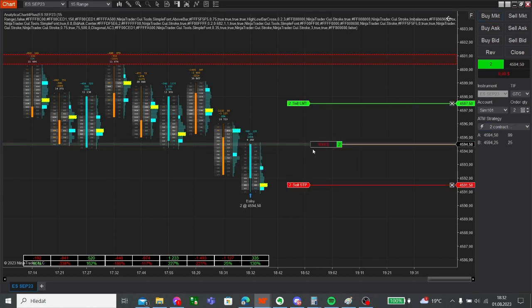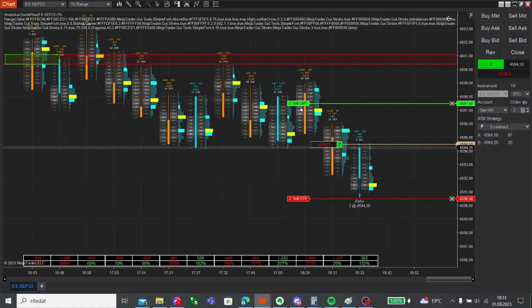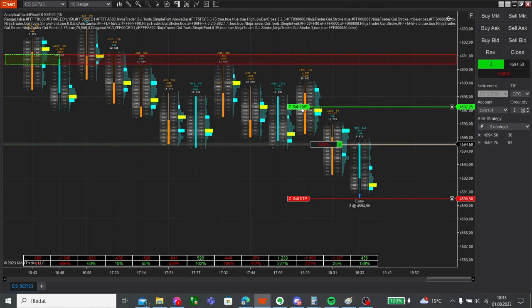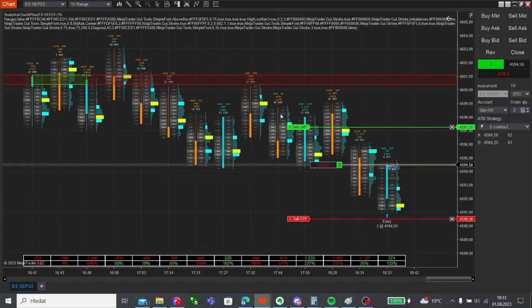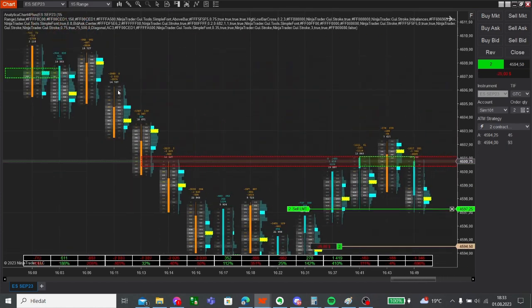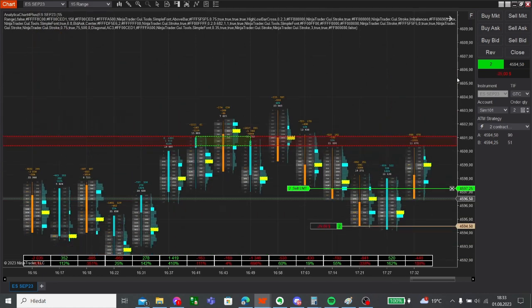Order filled. Quickly on the simulation account, I would have put my stop over here below this. I would also take one contract off here and the second one off on the high of the day. So the second one would be around 4607.